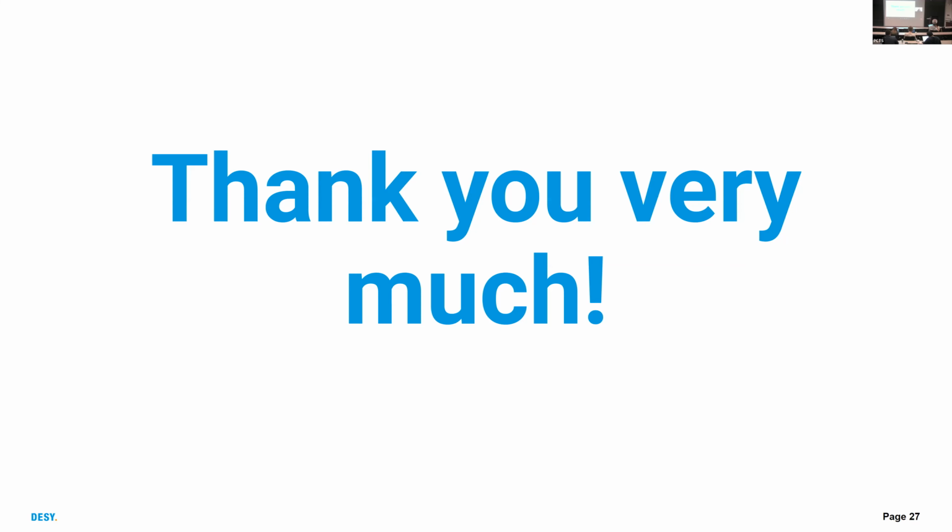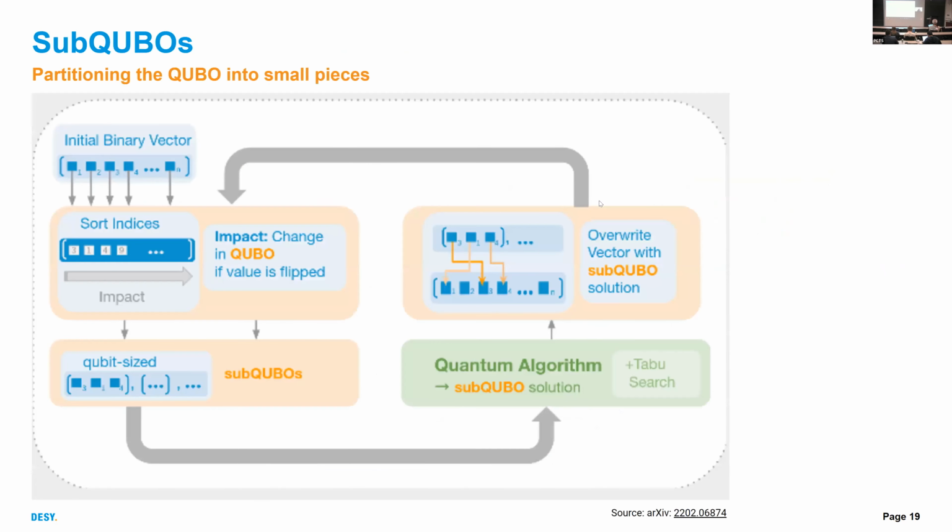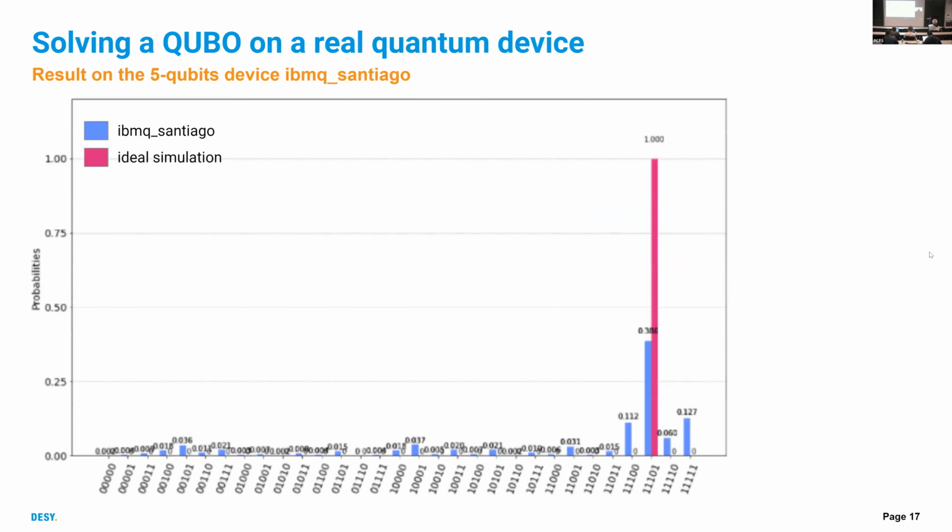Right? Yeah. One final question, if I may, David. On your slide 17, you're comparing a simulation to running actually on 5 qubits on an IBM Q, right? Is this ideal simulation an ideal simulation of the IBM Q, or is it an ideal simulation like a classical QUBO optimizer running on a classical computer?